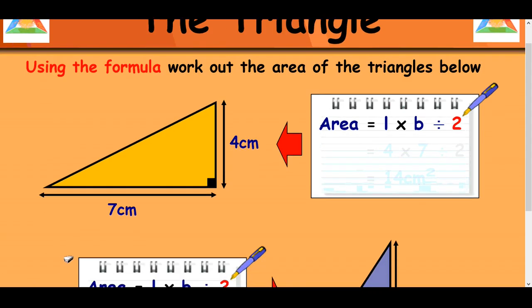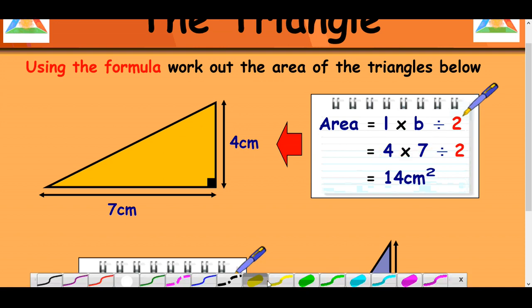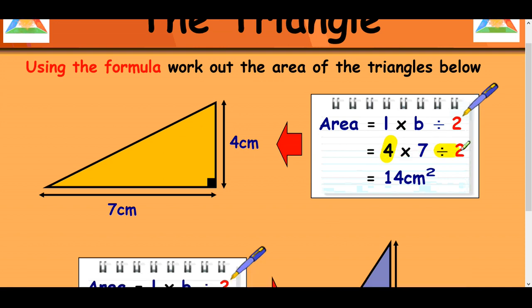So, first one, we're asked for the area of this yellow triangle. Now, the length and the breadth are 4 and 7, so we need to do 4 times 7 and then divide it by 2. So there's a couple of ways of doing this. You can either start by doing 4 times 7 and getting 28 and then halving your answer, which would give you 14 centimetres squared. Or you could take your 4, divide it by 2, and that would give you 2 times 7, which gives you 14. That's another way to do it.